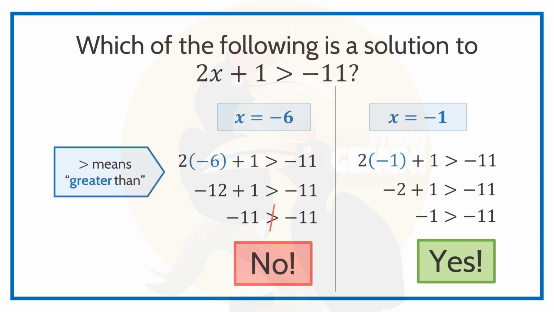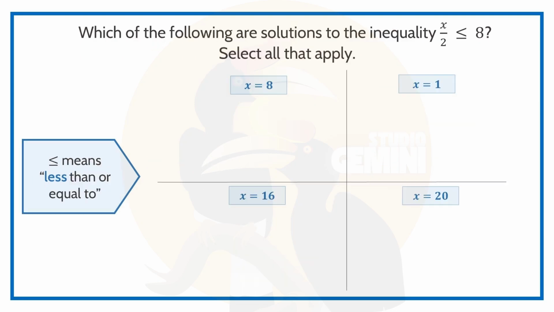Here is our last example. Which of the following are solutions to the inequality x over 2 is less than or equal to 8? Select all that apply. We want to know if x equals 8, x equals 1, x equals 16, and x equals 20 are solutions to this inequality. More than one answer choice can be a solution, so let's check each one. We can start by plugging in x equals 8 into the inequality. This gives us 8 over 2 is less than or equal to 8.